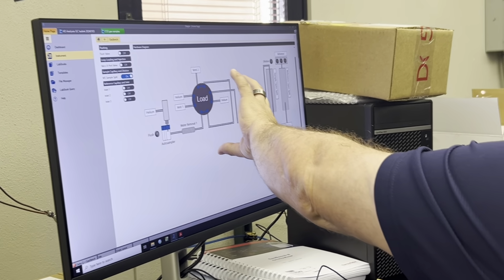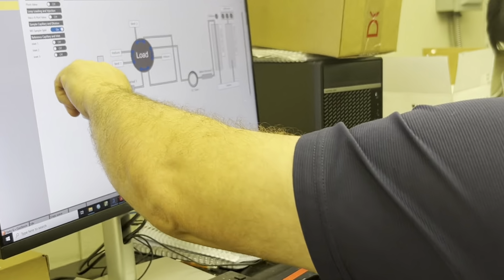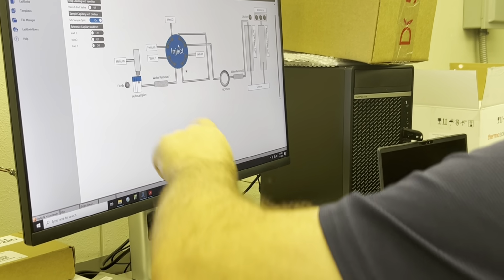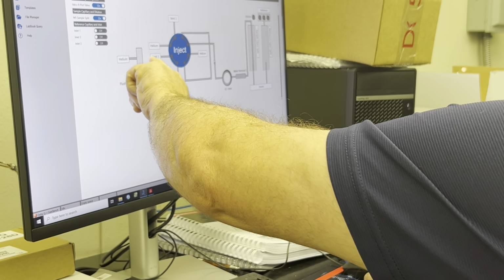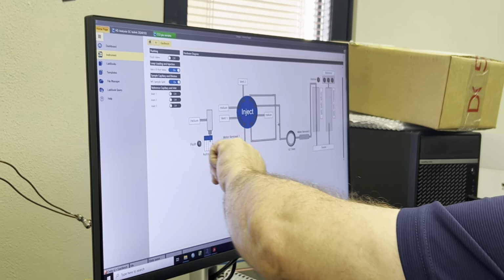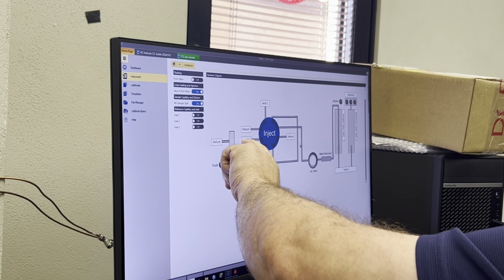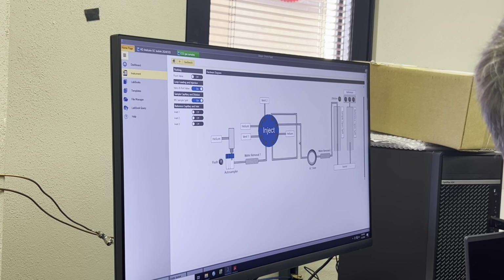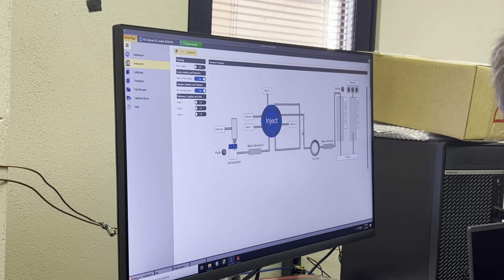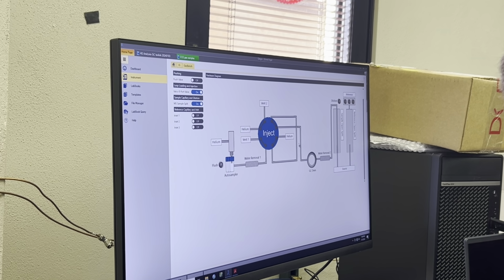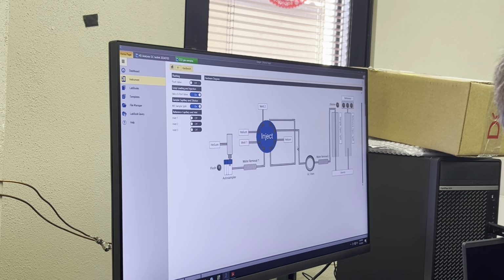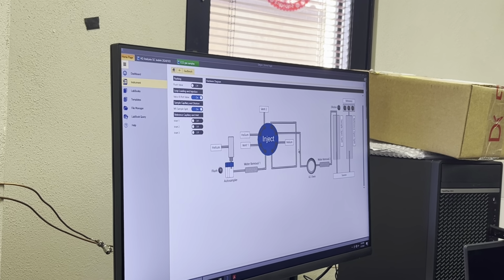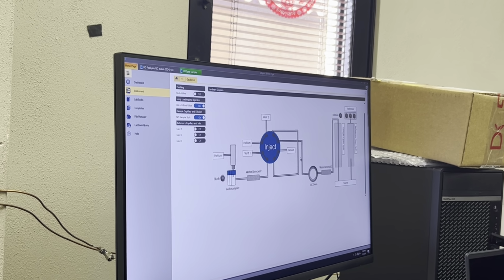But then it's going to switch. When it's switched in the inject mode, it's still continuing to go through vent 1, so it's still flushing out sample. It's flowing in the same way. You've got the same flow, the same pressure, the same dynamic.